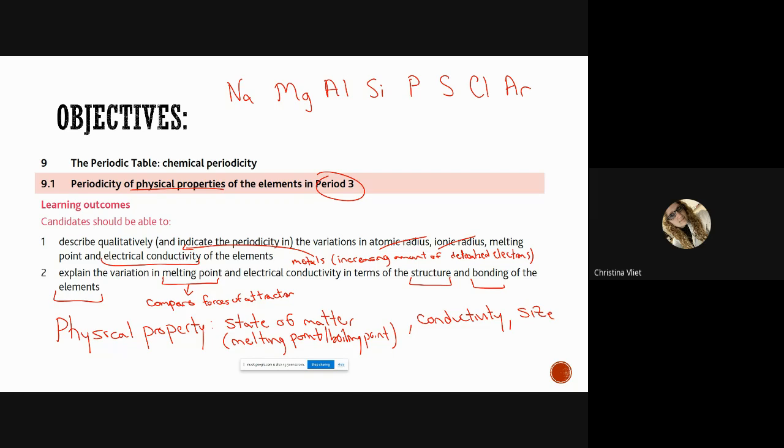So what's happening across the period for electrical conductivity, and what's happening across the period in terms of their melting points? You could also say boiling points, because the same trend for melting point is true for boiling point. I guess we'll go back to that in a little bit. I'm sure we can make some deductions already on what the trends might be, like which elements are going to conduct electricity well versus which aren't, and which ones are going to have high melting points versus which ones aren't.